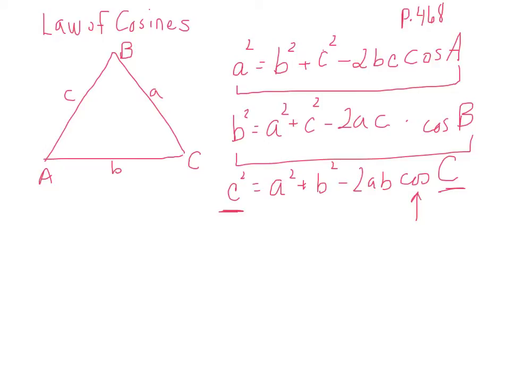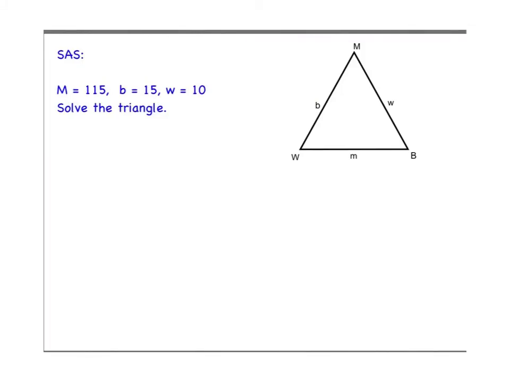Alright? So let's do an example. Okay, here's my triangle. As promised, I've given you a different set of letters than ABC, and I've given you a hint that this is side, angle, side. But let's go ahead and write the given information onto the triangle. So angle M is 115 degrees. Not drawn to scale, obviously, because 115 is obtuse. Then we don't know the side across from it, but we do know that W is 10 and B is 15. That's hard to see.